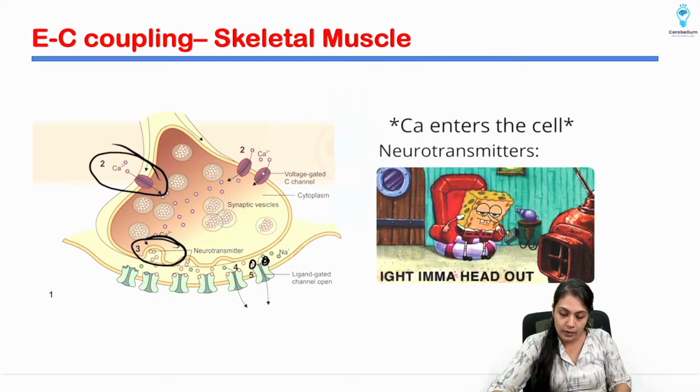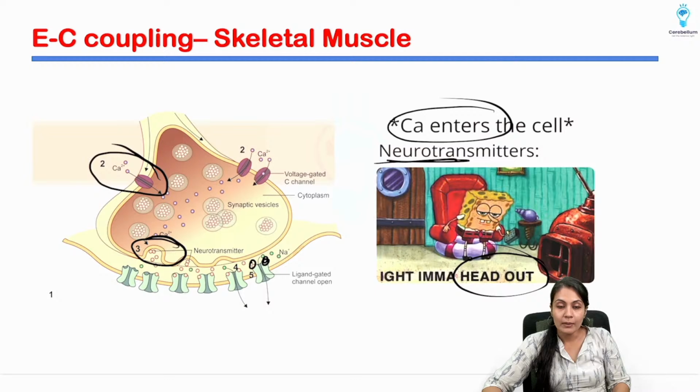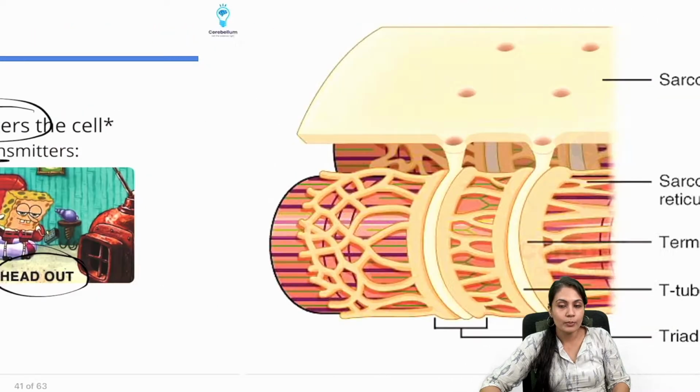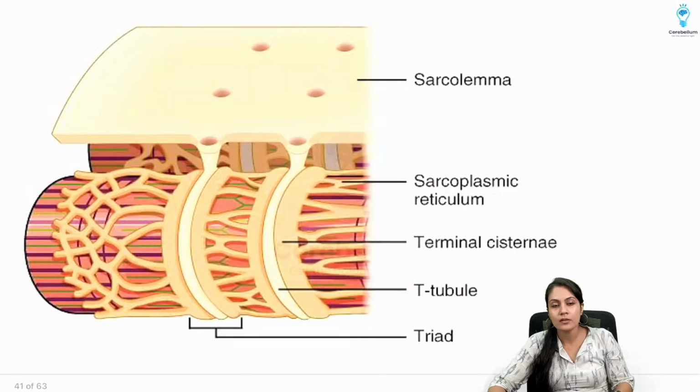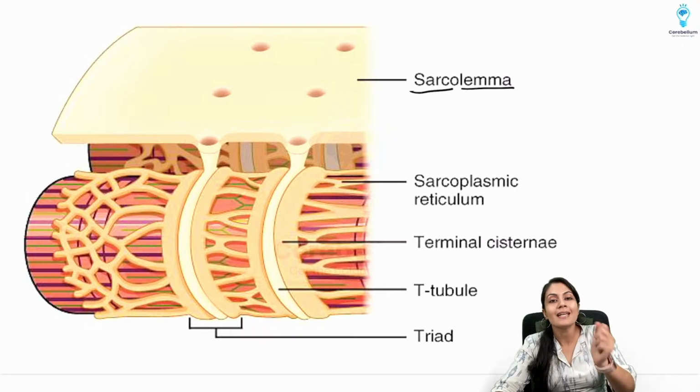And you can see over here, as soon as the calcium enters, the neurotransmitter has to go out, right? So it is heading outside. Okay, so this is the meme that can help you remember all these things. You can see over here, this is the diagram. So sarco means skeletal, lemma means membrane. Okay, so sarcolemma, that means the membrane of the skeletal muscle.